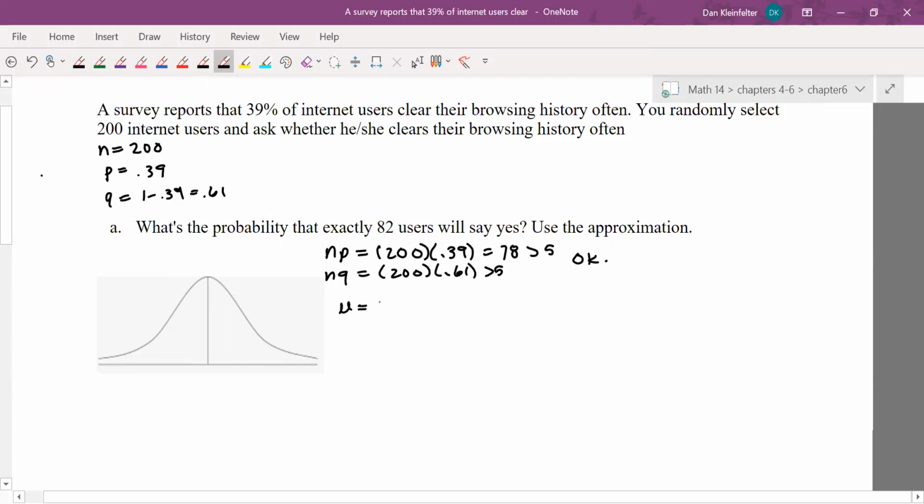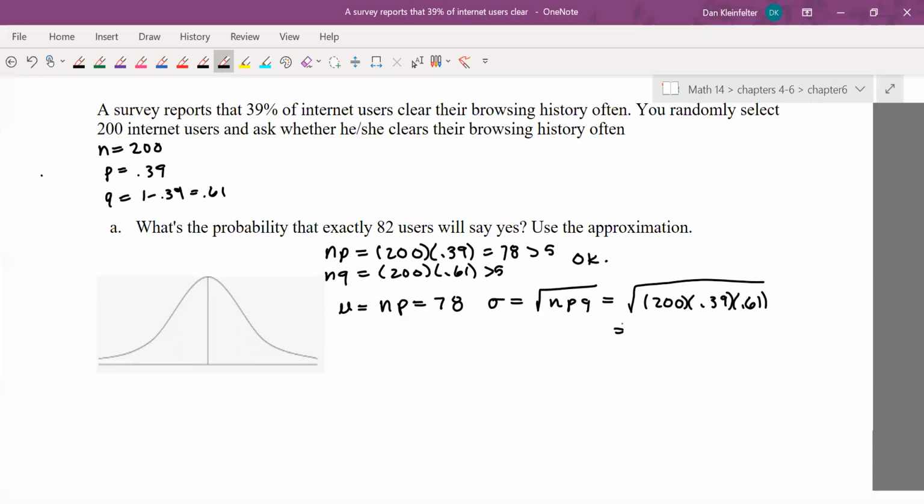We figured out the mean. As part of doing that, it worked out to be 78, because that is NP. We'll also need the standard deviation, which is the square root of NPQ. So that's 200 times 0.39 times 0.61, and that's about 6.90, rounded. So our mean was 78. We wanted exactly 82 users.